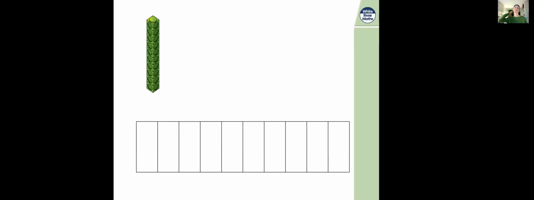Okay, have a look at this next diagram. I've got a stick of cubes and I've got a pretty good idea how many are going to be stacked into that stick. But let's just double check so we know that we're right. Count how many cubes are in that stick of cubes.